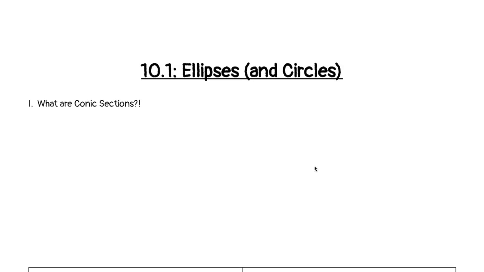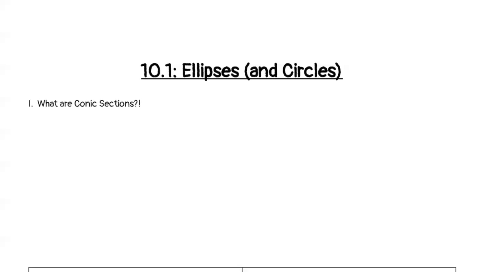All right, so chapter 10 is a chapter we're going to be doing a few parts of, not all of it. But chapter 10 is really about conic sections, right? Chapter 10 is about conic sections. And so let's start our first lesson with a look at what are conic sections.